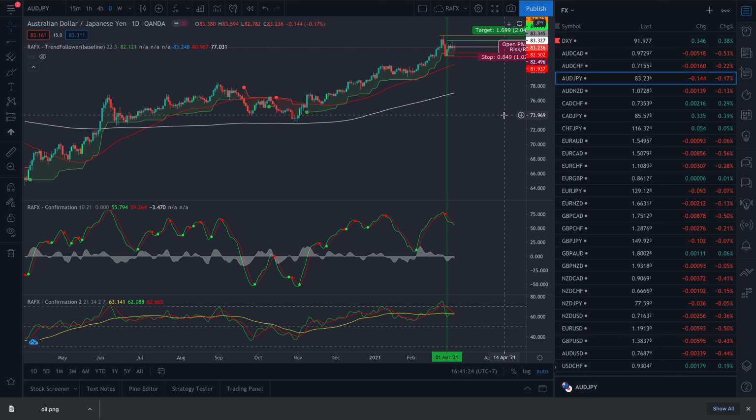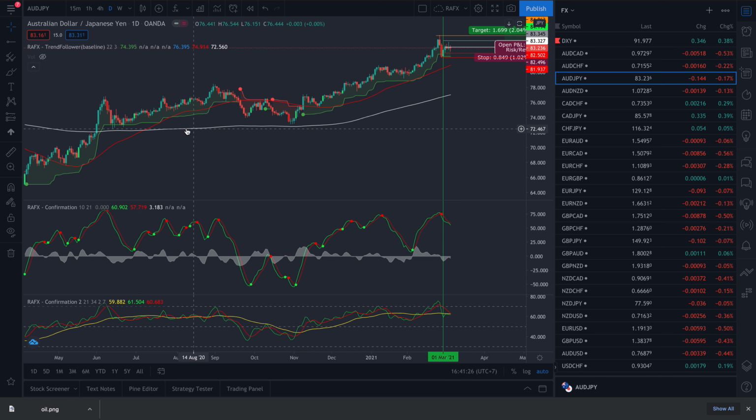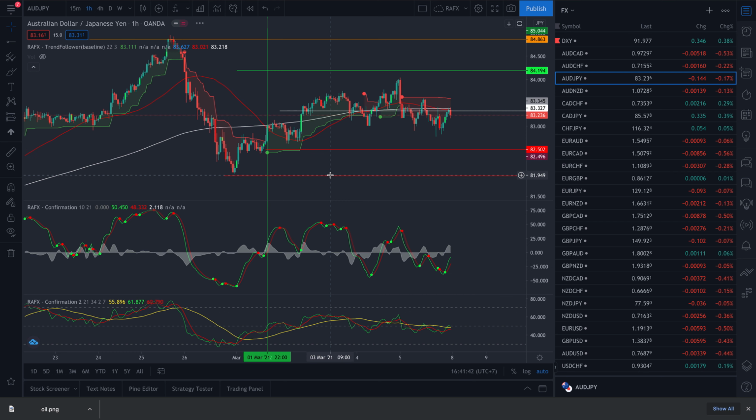If you notice, the price in the daily time frame is in an uptrend, because again the price is above this 200 baseline here. So what we are going to do is check for an entry signal trigger in the 1 hour time frame.